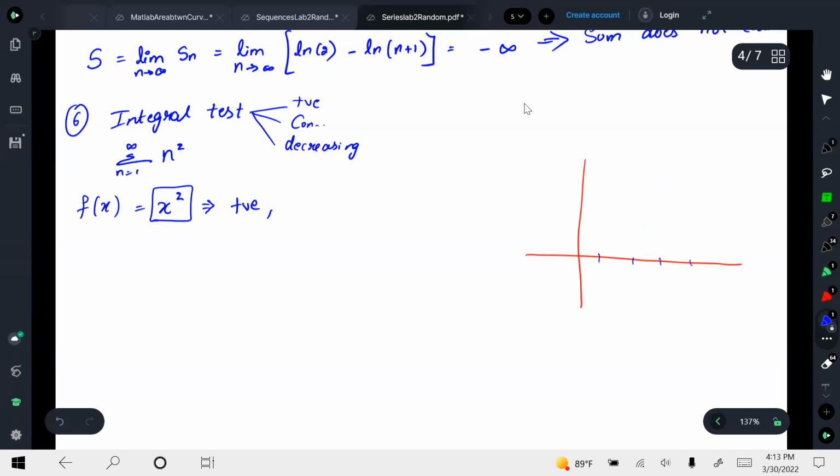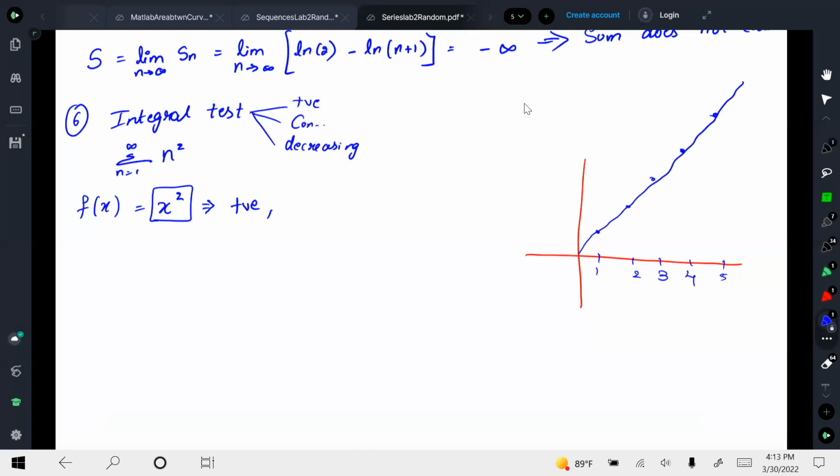Now this is the x-axis, let's say from 0 to 5: 1, 2, 3, 4, 5. According to the function x square, 1 square is 1, 2 square is 4, 3 square is 9. What is happening to the graph here? It is continuous everywhere. Even if you take x equal to 10,000, it will definitely be positive and continuous. There is no point of discontinuity for this function.